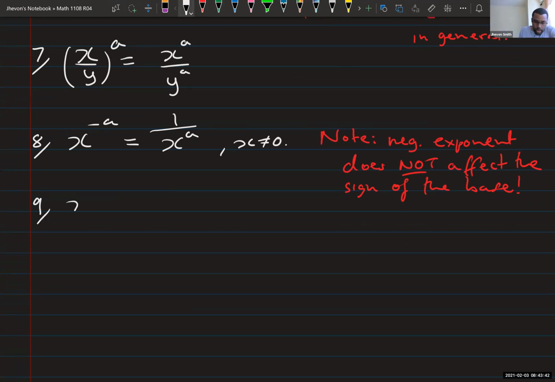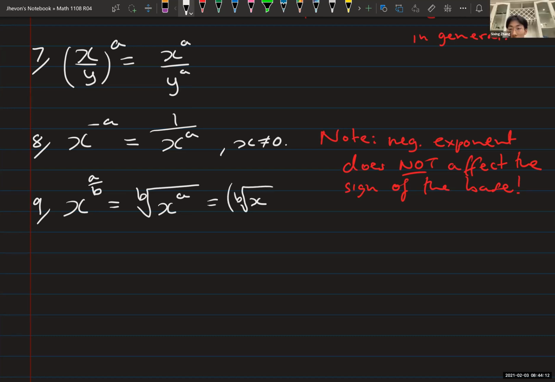What else? Here's a fun one. What if I had a fraction in the power? You guys remember that? Radical, and who goes on the radical? B. The b goes on the radical and the a goes up here. And occasionally you can switch them. You can put the radical and then take the power, as long as your x is greater than or equal to 0.